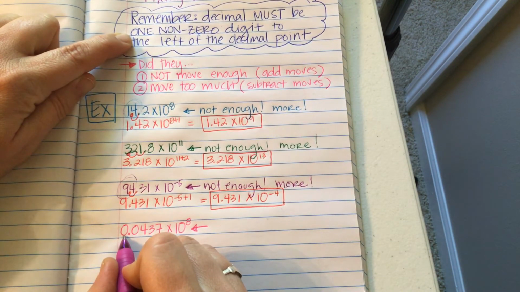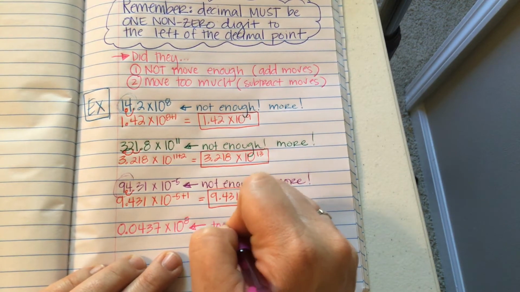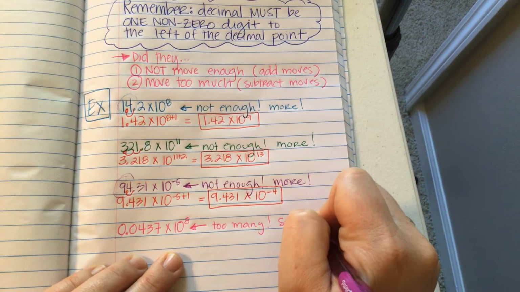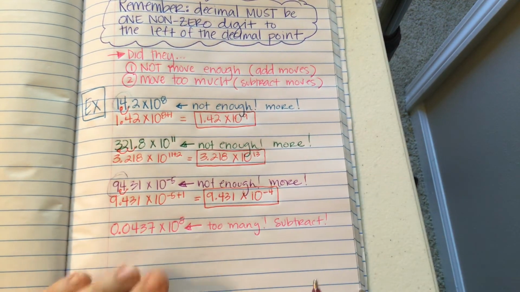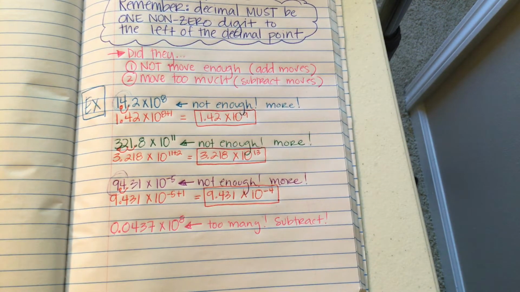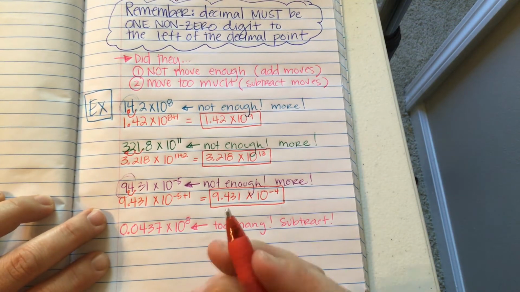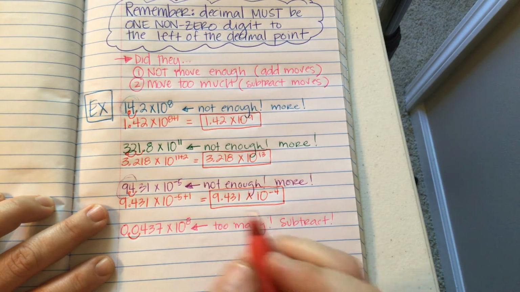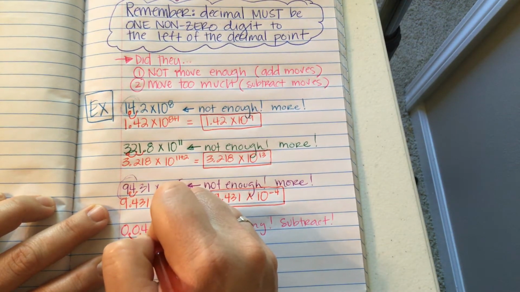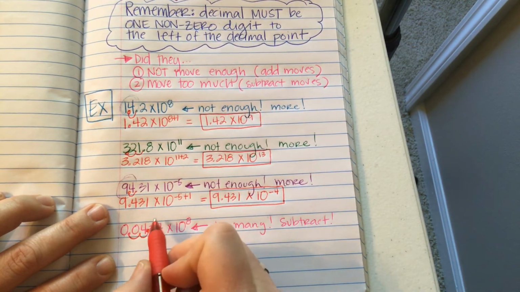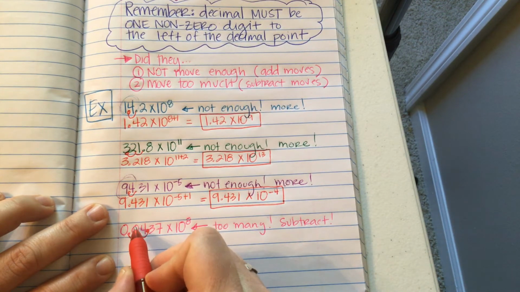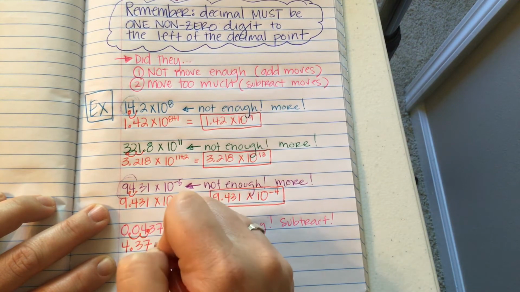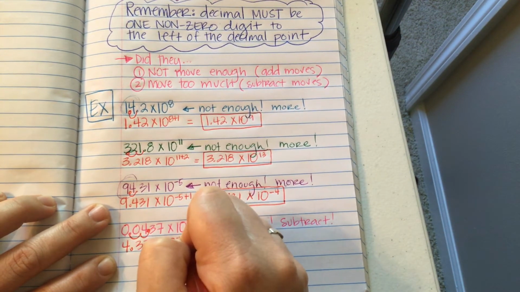So I moved too many moves. I did too many, meaning I need to subtract some moves. So I'm going to keep moving until there's a non-zero digit. So I have to go backwards. I have to go backwards 1. Not there yet. Go backwards 2. Now I have a non-zero digit to the left of my decimal. 4.37 times 10 to the 8th.